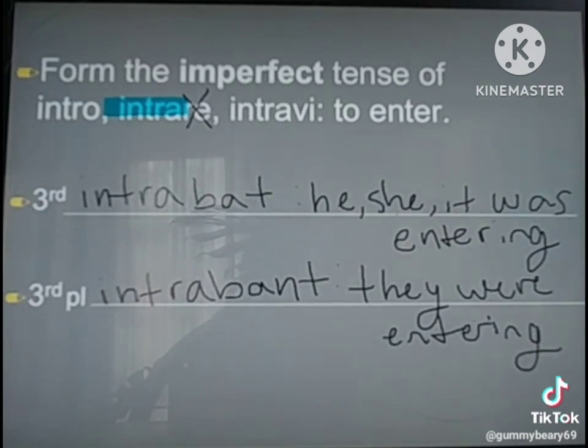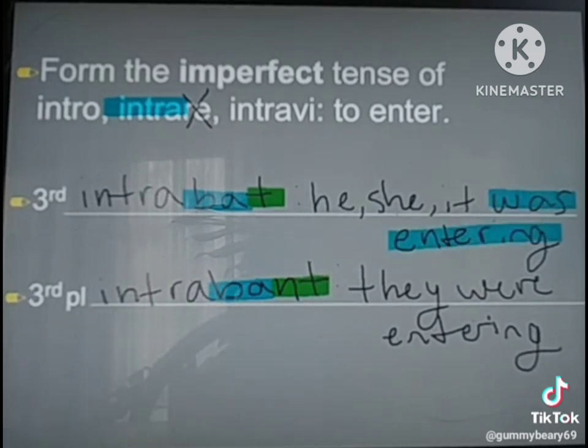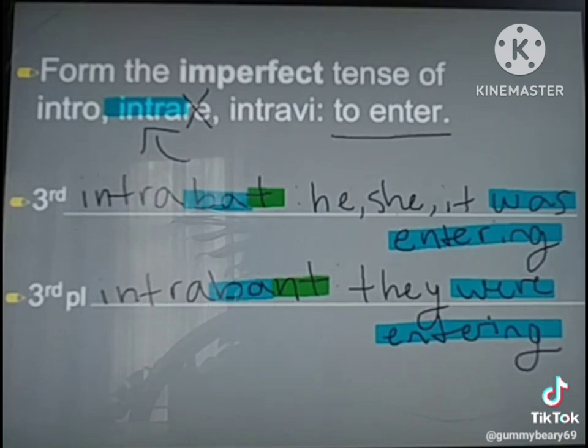So once again, this B-A is what we add to make it imperfect. Then we have the letters T and N-T. And imperfect tense is always going to translate as was blanking in the singular, then were blanking in the plural. And we're just doing third person right now. So intrabat and intrabant. We're taking our second principal part once again and cutting off the R-E. That's why I get the stem. The overall meaning is to enter, but look at how I translated these. Neither one of these means to enter. He or she was entering, they were entering.